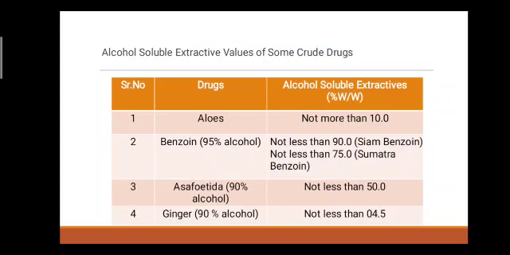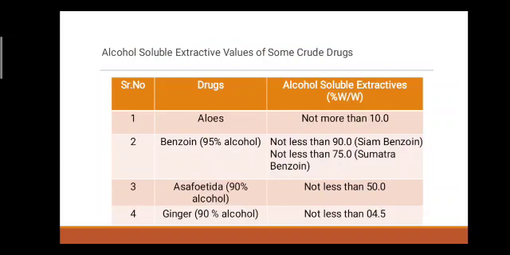Alcohol soluble extractive values of some drugs. First drug, aloes, not more than 10% weight by weight. Second, benzoin, containing 95% alcohol. So alcohol soluble extractive not less than 90% weight by weight in Siam benzoin and not less than 75% weight by weight in Sumatra benzoin. Third one, asafoetida, it contains 90% alcohol.